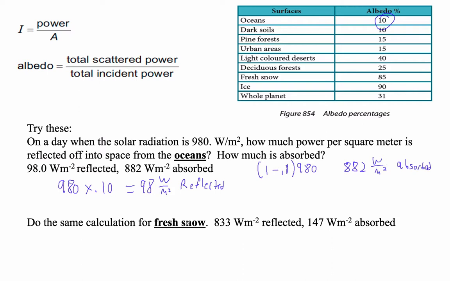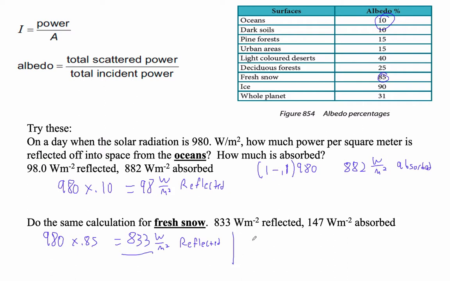Right? Do the same calculation for fresh snow. Oh, right. So fresh snow. Where's fresh snow? There it is, 85. Ooh, I think there's a lesson here, right? So reflected is 980 times 0.85. And that's 833 watts per square meter reflected. This is why you got to wear your sunglasses, right? You get burned on the bottom of your nose from that stuff, right?